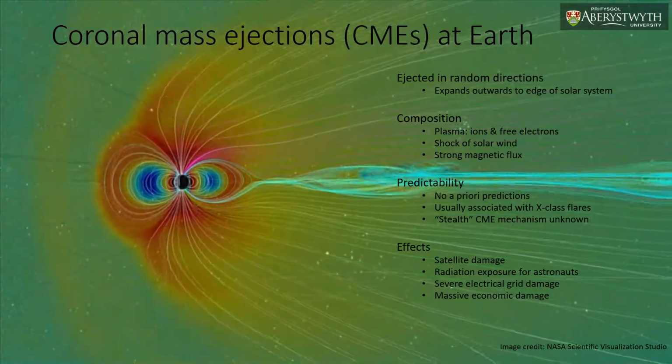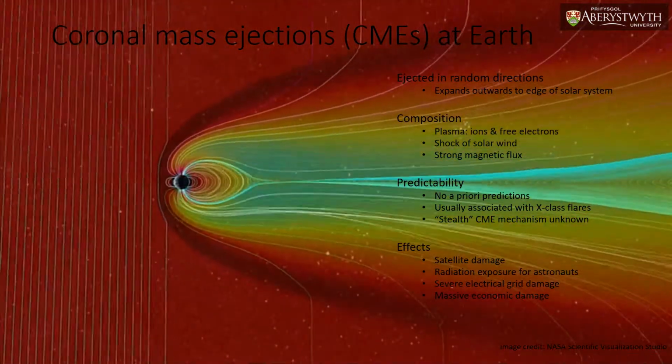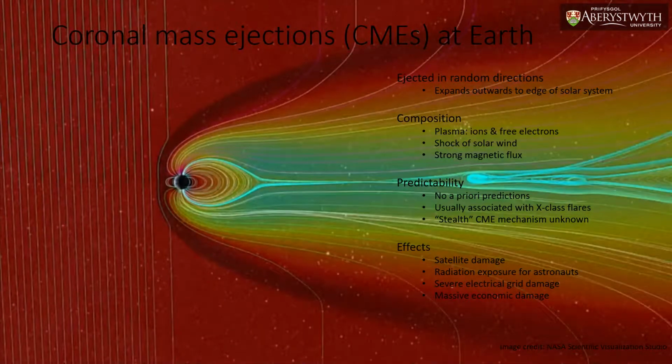The problem with CMEs is that we have no a priori predictive capability. So those that are associated with strong flares at least give us a chance to warn satellite and electrical grid operators, although the warning may not come at enough time. To make it worse, some CMEs aren't associated with flares at all. They're so-called stealth CMEs with a currently unknown mechanism driving them.